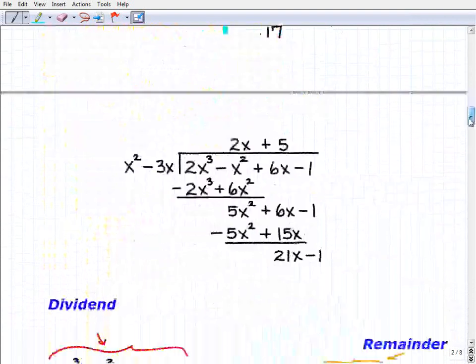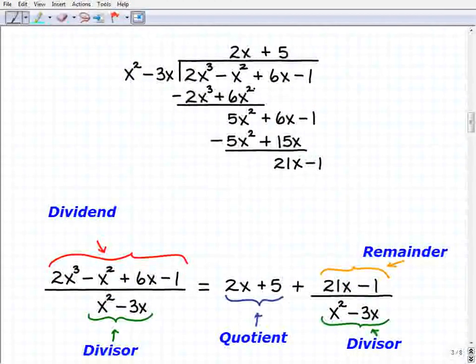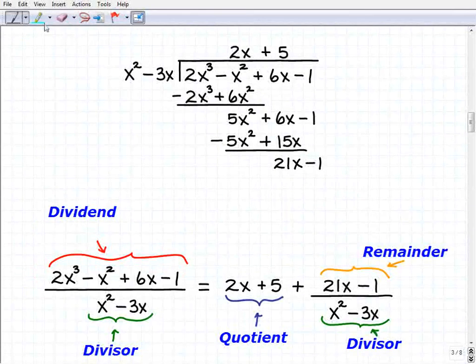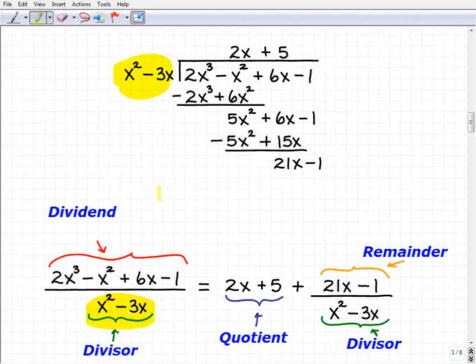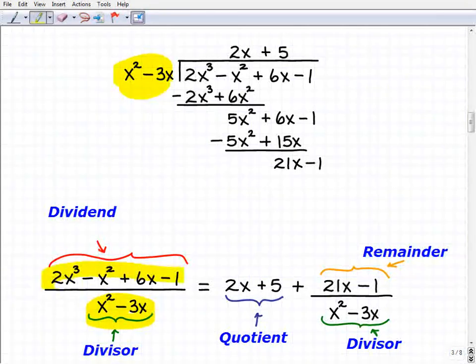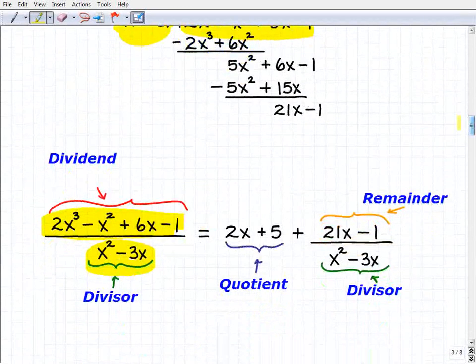I have another problem right here, and this is another long division problem. You might want to see if you can figure out the steps. But the point I want to make here is we have our divisor. The divisor is this part of the problem. It's what we're going to be dividing by. The dividend is what we're going to be dividing into. So this is the dividend, this 2x cubed minus x squared plus 6x minus 1. And this x squared minus 3x is called the divisor. And you can kind of see how I have it written right here.